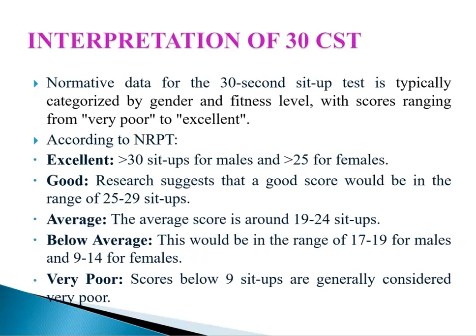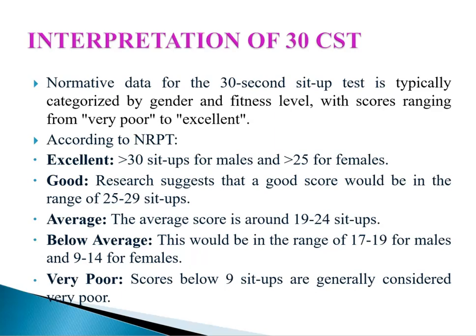The normative data for the 30 second chair stand test is typically categorized by gender and fitness level. However, the normal scores ranging from very poor to excellent, as per the NRPT, the National Register of Personal Trainers, are as follows. Excellent is greater than 30 stands for males and greater than 25 for females. Good is the range of 25 to 29.